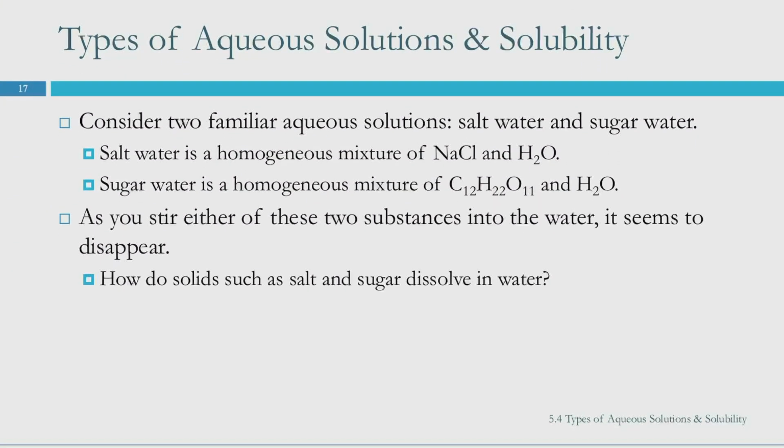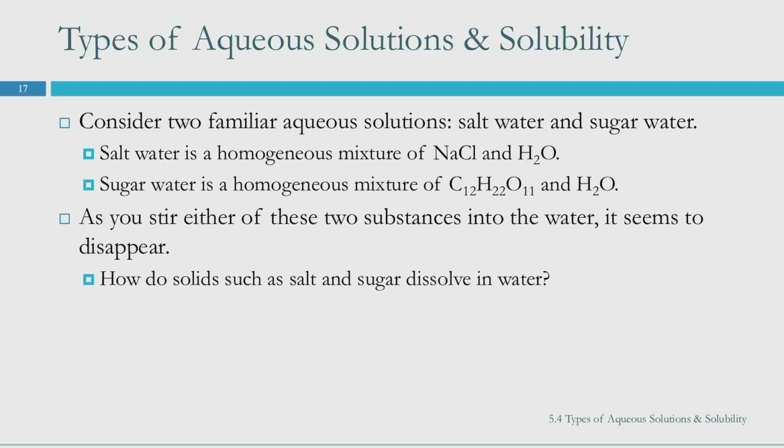Okay. We've got some different types of aqueous solutions. We also want to talk a little bit more about solubility. So consider two solutions you're probably familiar with. Salt water, like seawater. Salt water is a homogeneous mixture of sodium chloride and H2O.